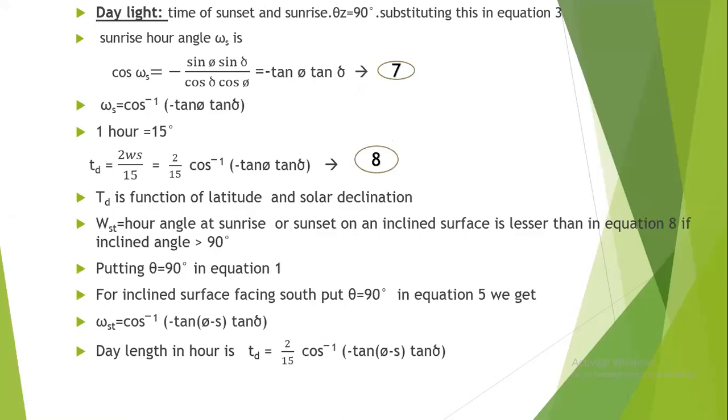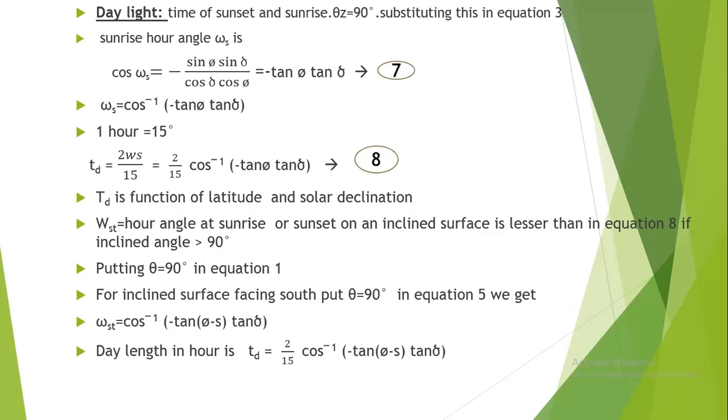So what is day length? Day length means that at the time of sunrise or sunset, the zenith angle theta z is equal to 90 degrees. So this is called daylight, the time between sunrise and sunset. Substituting theta z equal to 90 degrees in equation 3 of the above equations, we obtain the sunrise hour angle omega s.